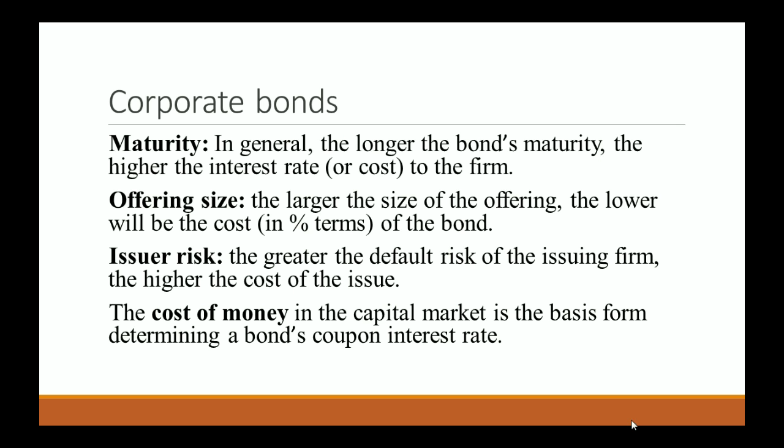Issuer risk, the greater the chance of default, the higher the cost. So this simply means that if the issuer has a high chance of default, that poses a greater amount of risk to the bondholder, the investor, and so now they must pay additional money because it exposes them to greater risk. And the cost of money, this is the basis for determining the coupon interest rate.